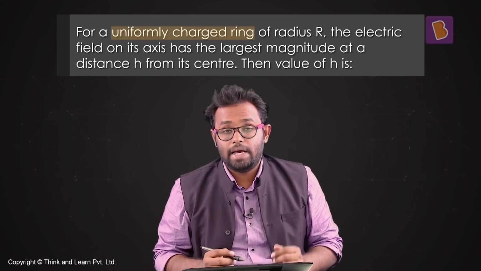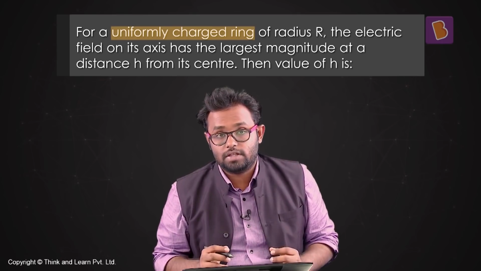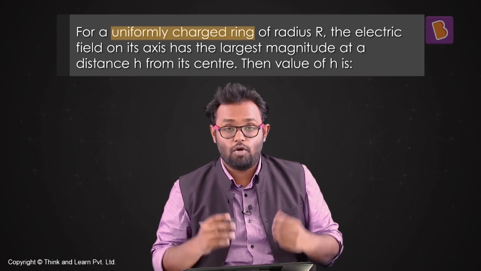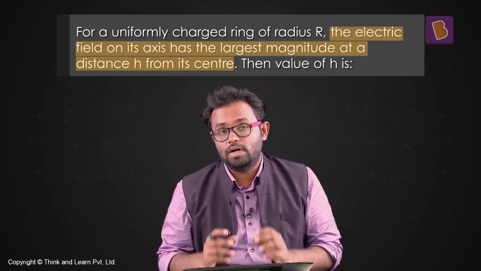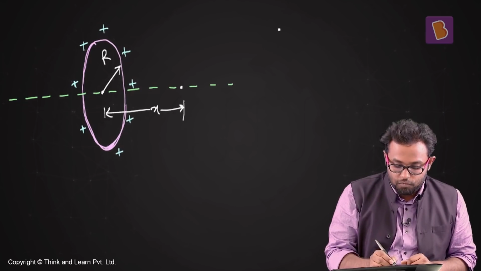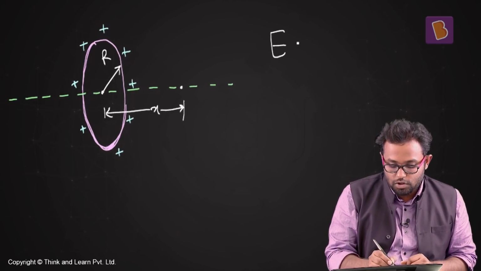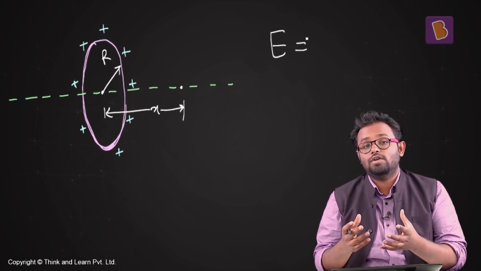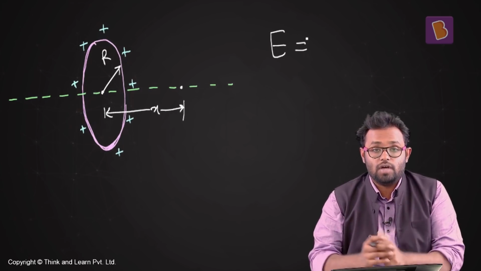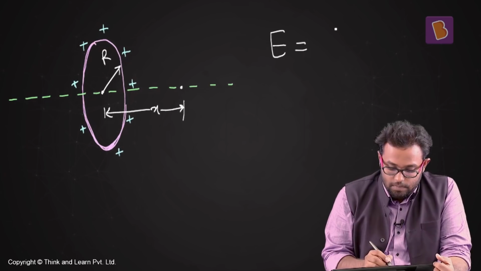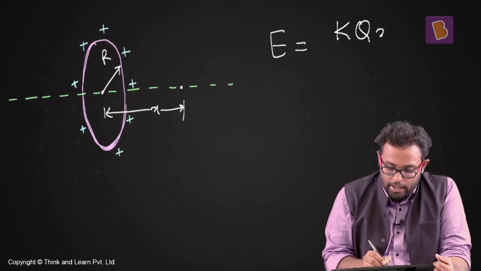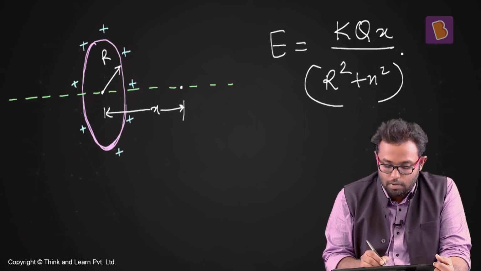In this problem, I have a circular ring with a charge Q on it, uniformly distributed, and I'm supposed to find out the point where the electric field has the highest magnitude. But for that, first you need to know the expression for electric field in general due to a circular ring of charge. What do you think that is? That expression is kqx upon (r square plus x square) whole to the power of 3 by 2.